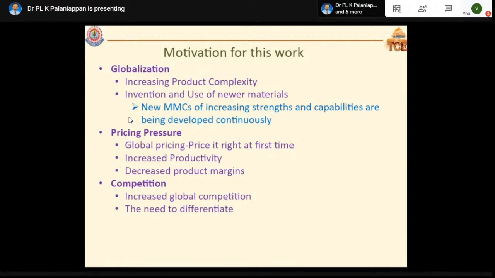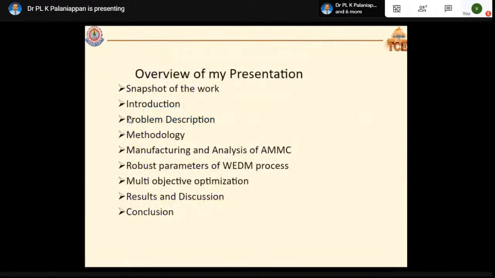Increased productivity: everywhere people want to increase productivity. That means they want to reduce the non-value-added time, and they also want to do optimization on the activities. Decreased product margins call for continuous improvement, especially optimization of very many parameters. And competition: we are in an increased global competition, and we want to differentiate ourselves in the competitive market. So these are the things which motivated us to take up this particular topic.